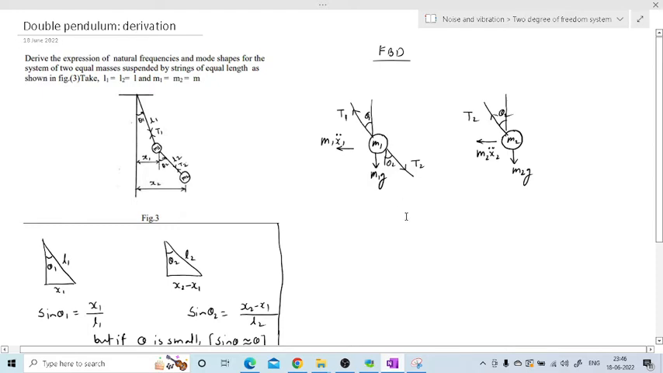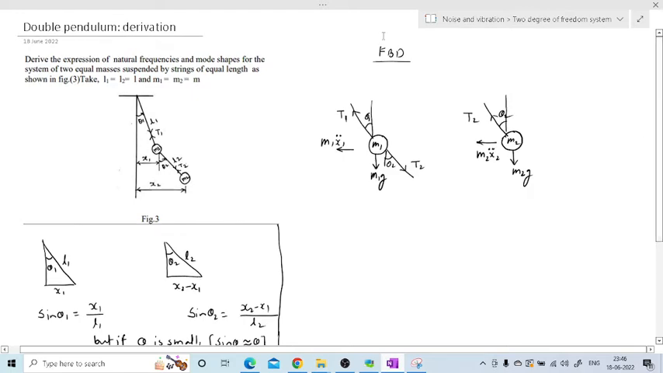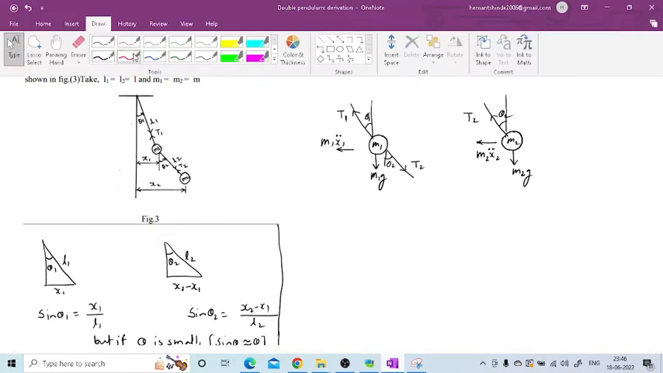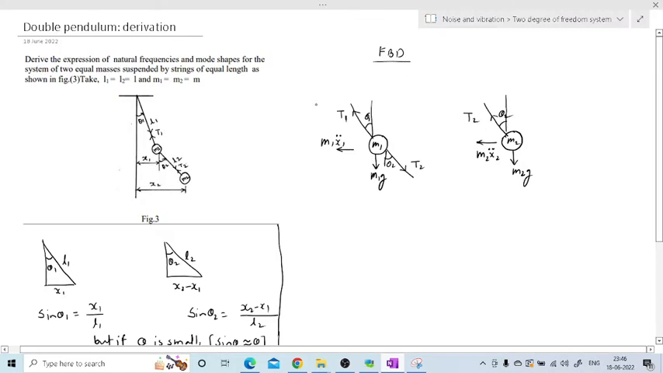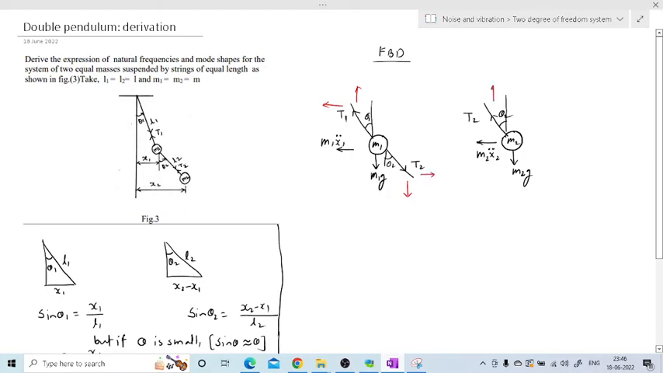See, in the FBD the weight mg is vertically downward, the accelerating force is horizontal, but the tensions T1 and T2 in both cases are inclined. So we will have to resolve them. I am going to resolve T1 into horizontal and vertical components, and resolve T2 into horizontal component and vertical component. Now what will be these components?